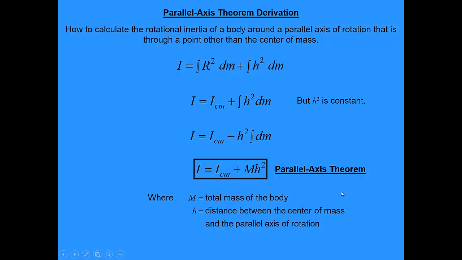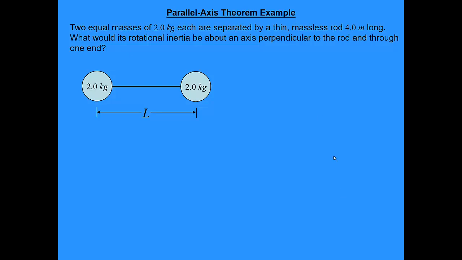So now we have to start applying all of these things that we've been learning about rotational inertia of continuous objects and this beautiful parallel axis theorem. So here's a little problem, which we'll do a couple different ways. We've done this one before, actually. We can deal with these as point masses. Here's two equal 2 kilogram masses separated by a distance L. It's a thin massless rod, so the rod doesn't count in this case, 4 meters long. What would the rotational inertia be about an axis perpendicular to the rod and through one end? Like that. See the new axis?